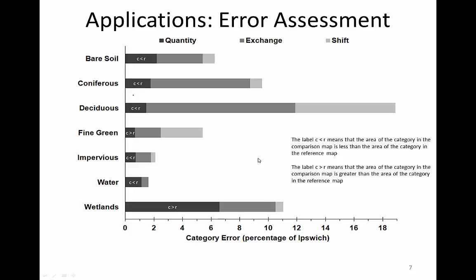The label C less than R means that the area of the category in the comparison map is less than the area of the category in the reference map. The label C greater than R means that the area of the category in the comparison map is greater than the area of the category in the reference map.